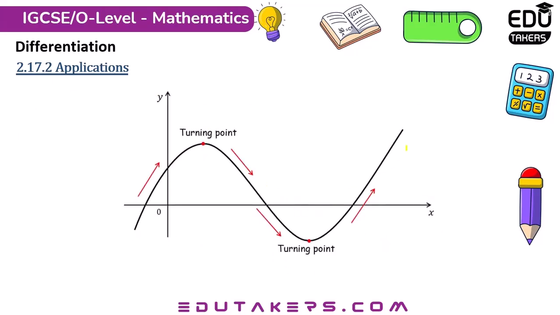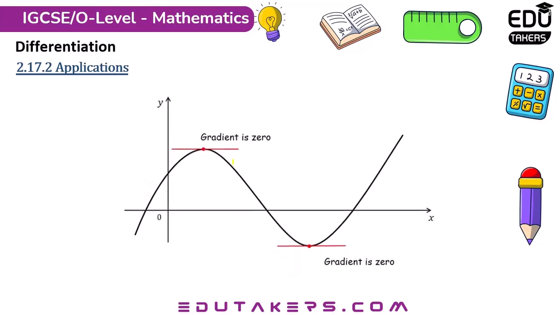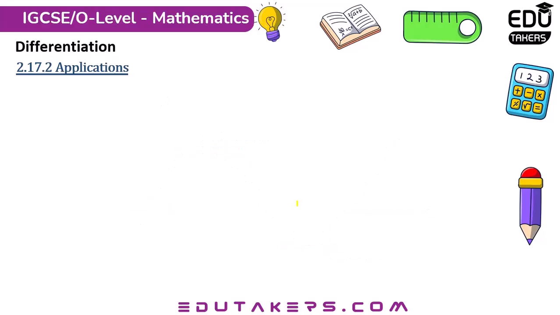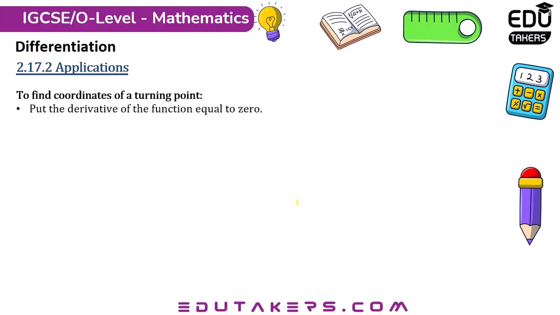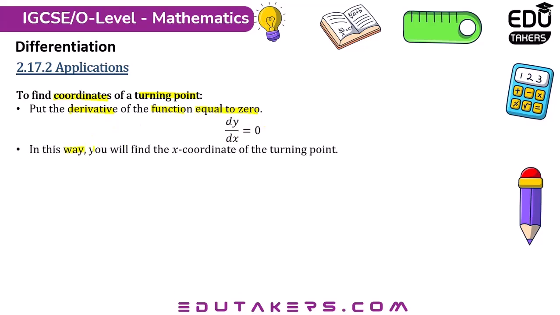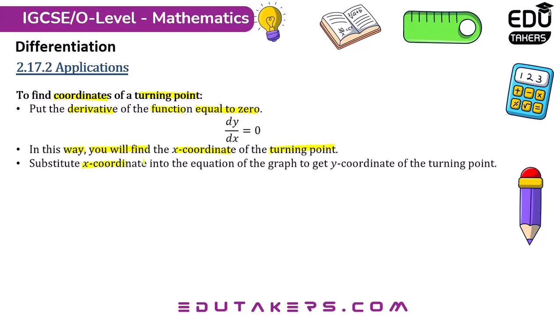A graph of a function is given where this is a turning point and this is a turning point. At a turning point, the gradient is 0. To find the coordinates of a turning point, put the derivative of the function equal to 0, dy/dx = 0. In this way, you will find the x coordinate of the turning point. Substitute the x coordinate into the equation of the graph to get the y coordinate of the turning point.